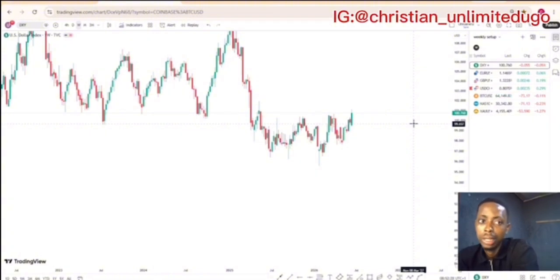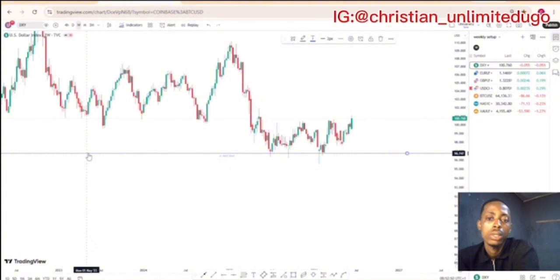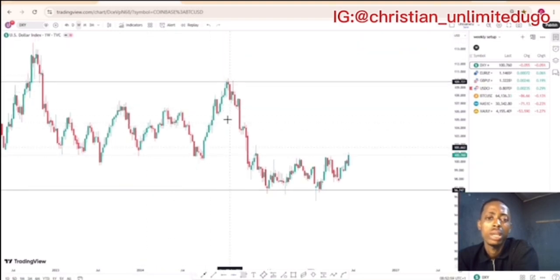Firstly, whenever I open a clean chart, I first go to the DXY, the dollar index, to know what the market is doing. I first plot my levels to know if we are in an uptrend, downtrend, or a ranging market. I use my horizontal bar to mark out the lowest low, and I put it on my body candle. Then I use the same horizontal bar to mark out my highest high, being this level. So this has given me a clear direction that the market is downtrending.